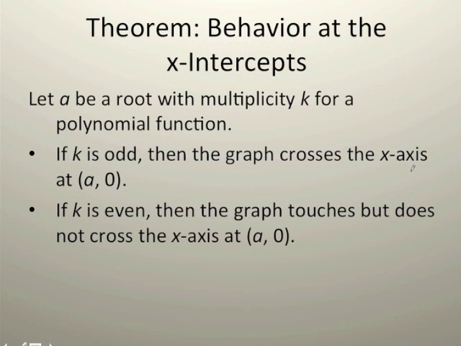Now we want to look at behavior at the x-intercepts. We've been working on finding the x-intercepts, but now we need to look at behavior. So if a is a root with a multiplicity of k for a polynomial function, if k is odd, the graph will cross the x-axis at that point a. But if k is even, then the graph touches but does not cross. If this is the axis, it comes down here and touches at a. If it's odd, at the point a, then it will cross.